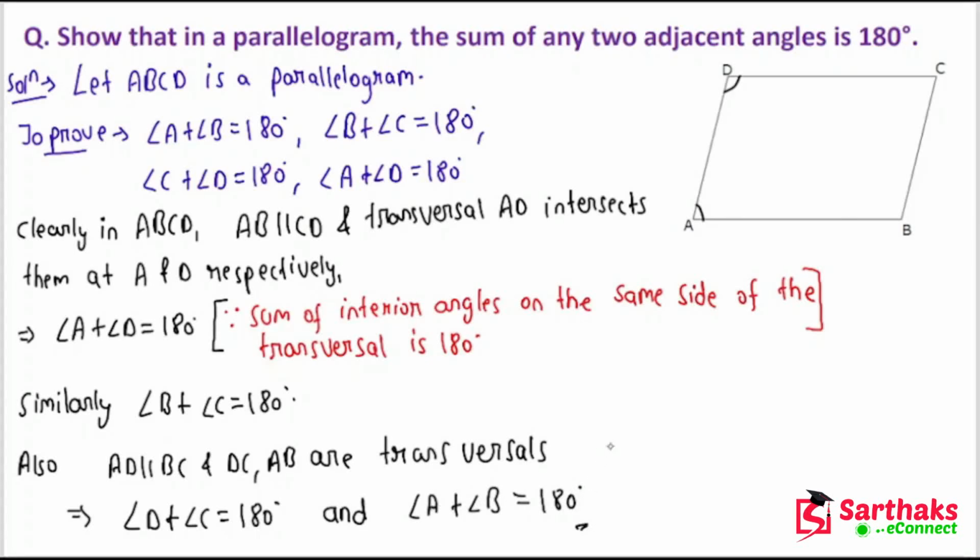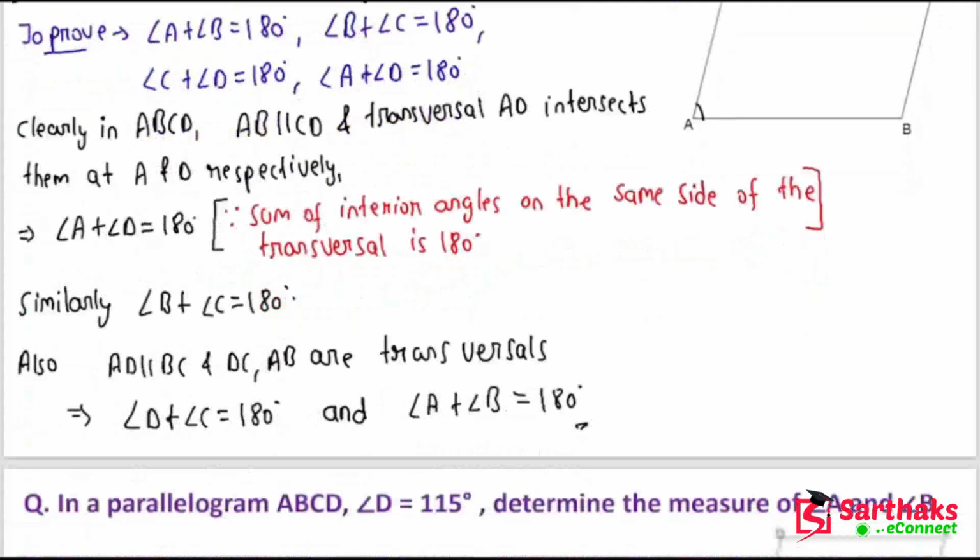So this was all about this question. What we did was we applied the properties of a parallelogram. Which property? Opposite sides are parallel. Since opposite sides are parallel, we can clearly prove that any two adjacent angles sum to 180. We have four pairs, and for all four pairs we proved that their sum is 180 degrees. Let us move on to the next question and see the application of properties further.